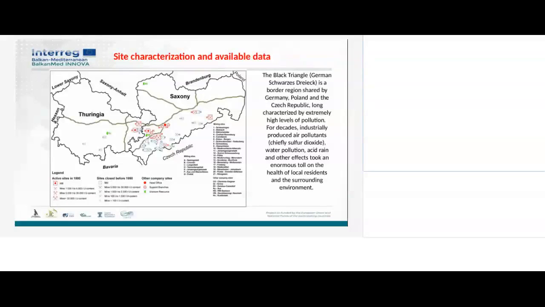And this area is long characterized by extremely high values of pollution. During decades, industrially produced air pollutants, especially sulfur dioxide, water pollution, acid rain, and other effects affected severely the health of local residents and the surrounding environment.